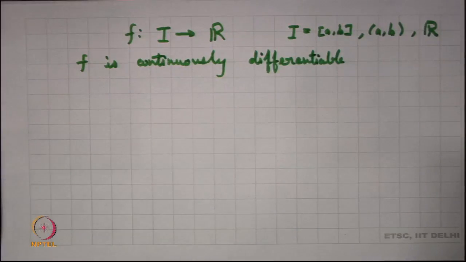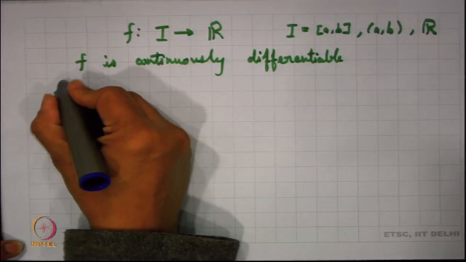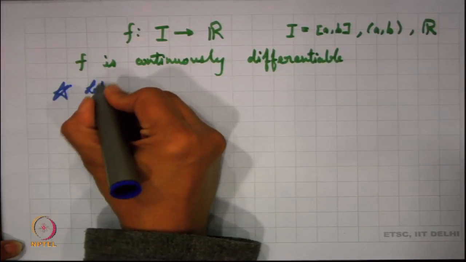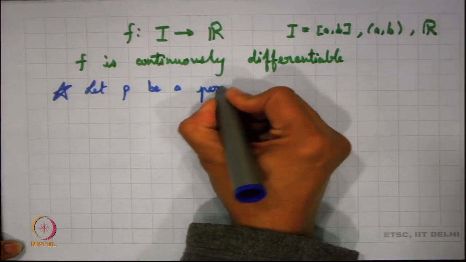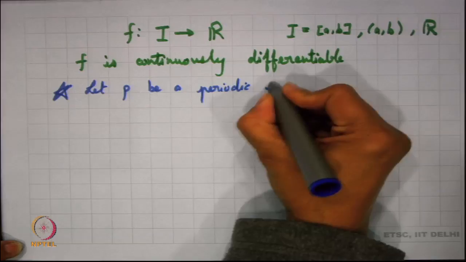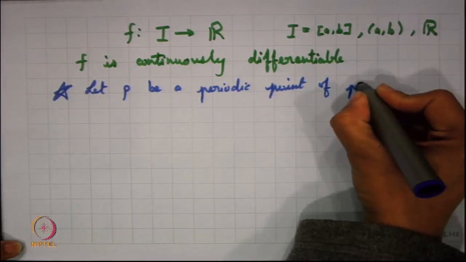For analyzing the dynamics of f, the first thing we need is some definitions. So, we try to define some points here. Let p be a periodic point of period n.